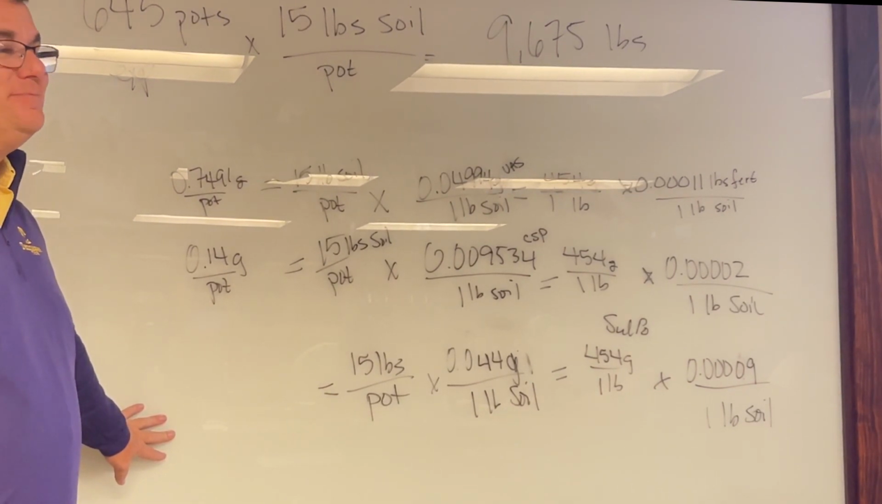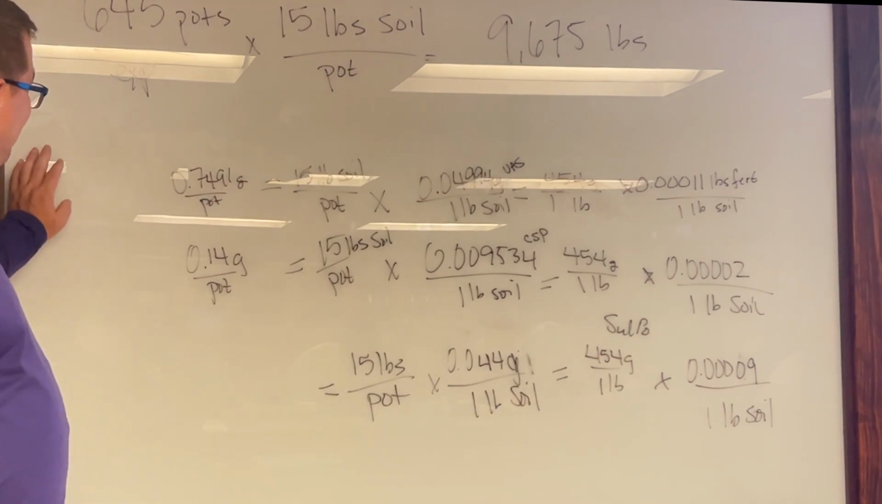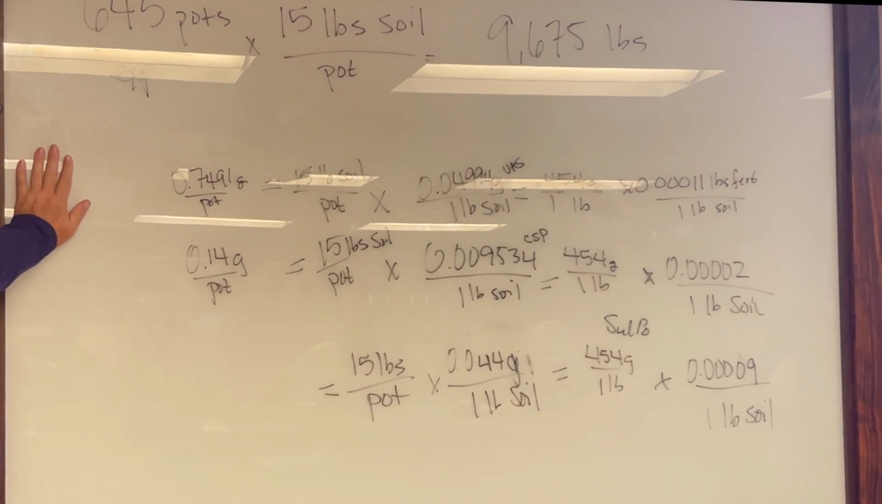I get something different for nitrogen. Okay, well, what'd you get for nitrogen? I got 0.9 grams per pot, 0.936, but I did it differently because I multiplied by the total first and then divided by the 645. Should be the same. Should be close to the same.